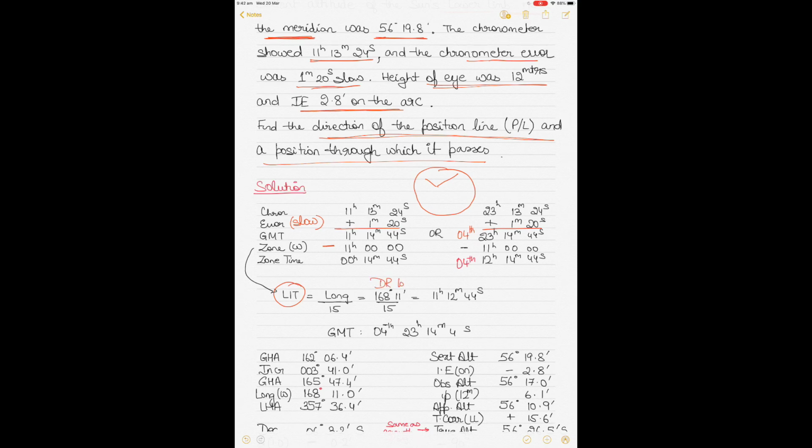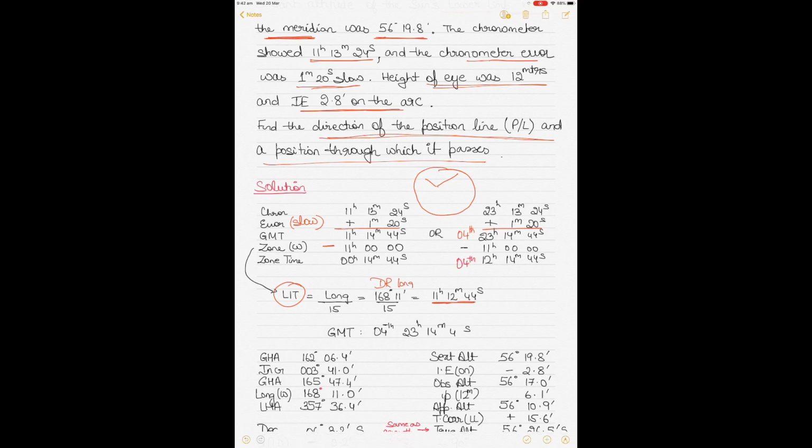This is the dr long divided by 15, which will give you 11 hours 12 minutes 44 seconds. Now when you write LIT, you write hours, minutes and seconds. But when you talk about zone, you round it off to a whole number. So this is for practical purposes only, because the time on the ship cannot be kept as per your individual longitude. It has to be kept as per a zone so that everybody can stay on the same time. Otherwise things don't work practically.